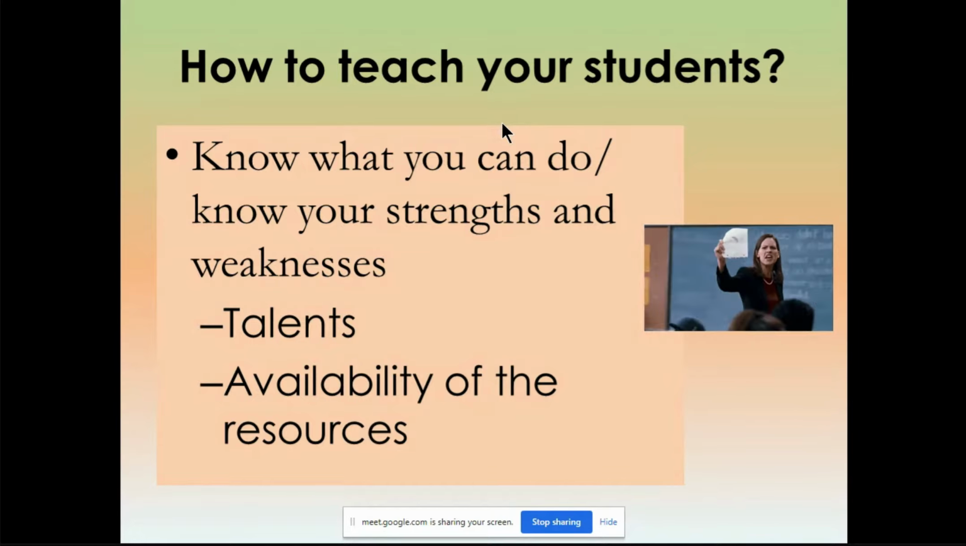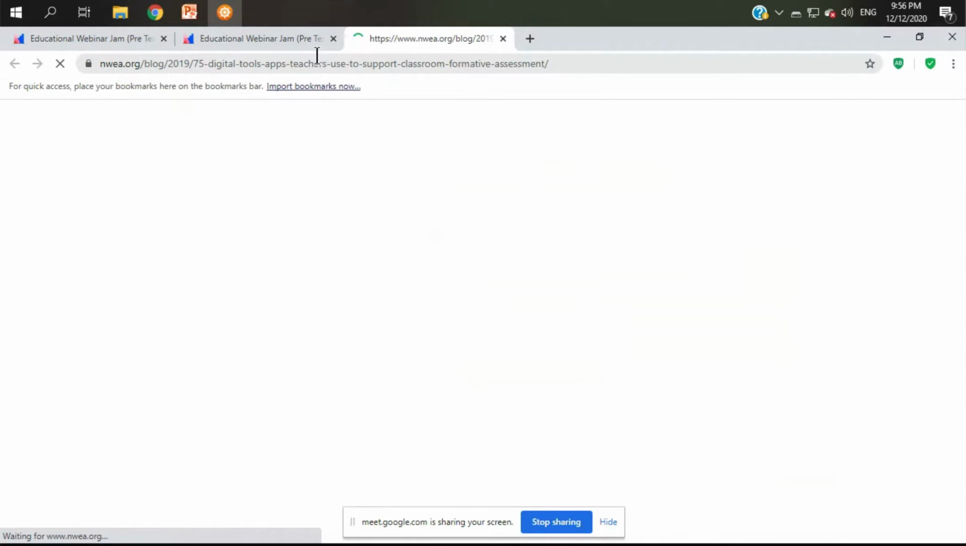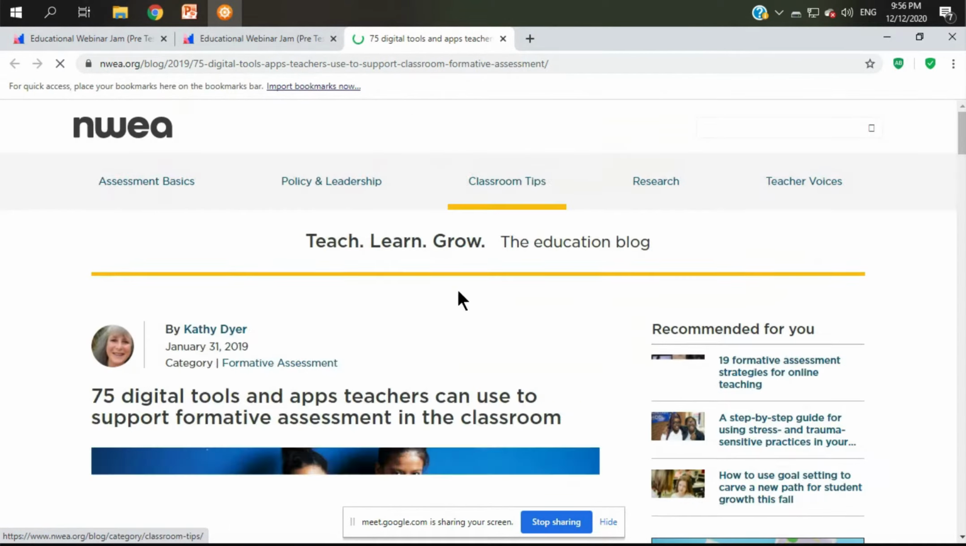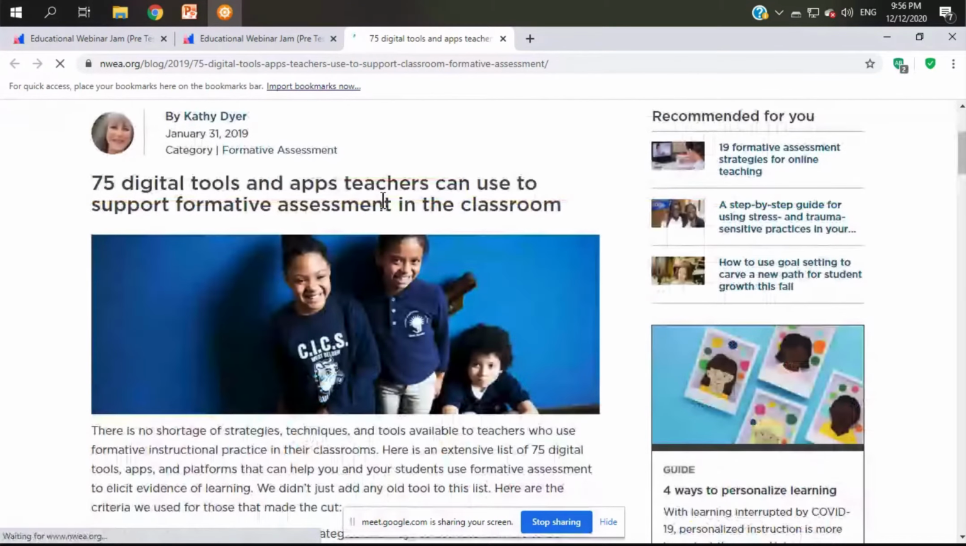But not all teachers are like that. So the good thing is we have a lot of free teaching tools. So Mamza here, kindly share the third thing. This is actually a blog. It was shared to us by another webinar, and I've been browsing a lot of things, and I have here 75 digital tools and apps teachers can use to support formative assessment in the classroom.